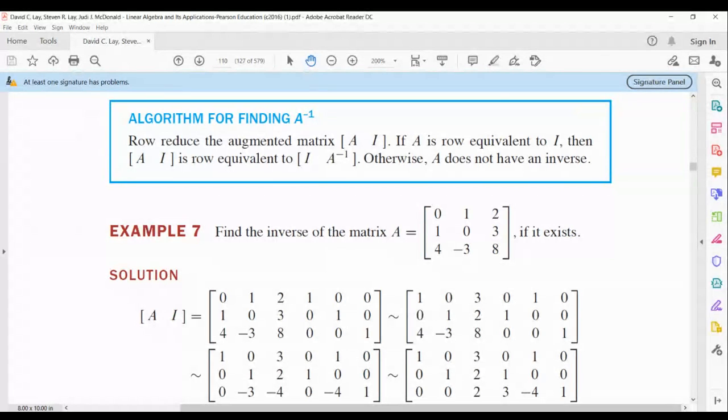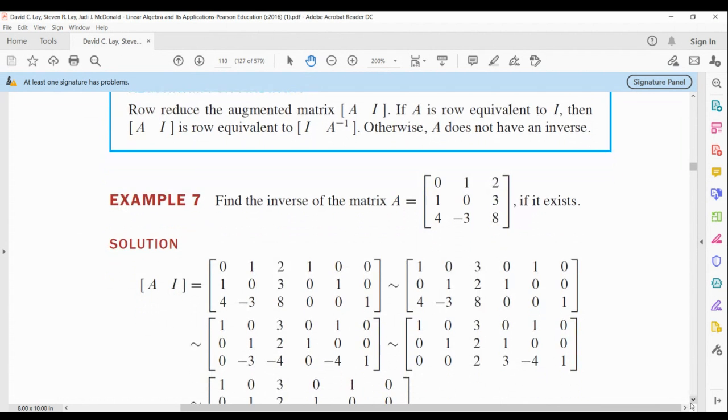So here's the algorithm to find the inverse. You create an augmented matrix that has the matrix A and the identity side by side. If A is row equivalent to the identity, then, well, they just have some words there. Let me show you here. So look what they do here.